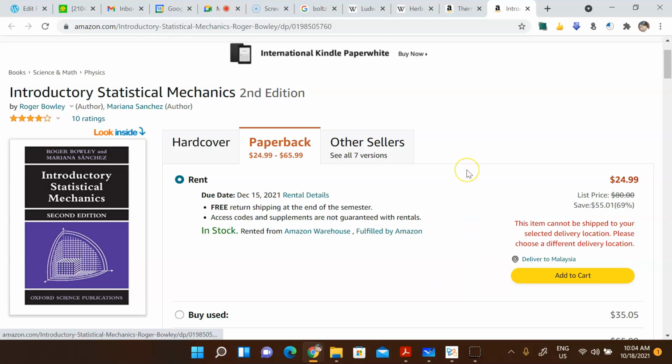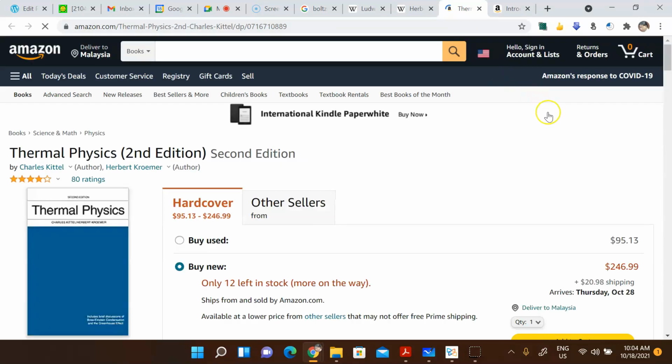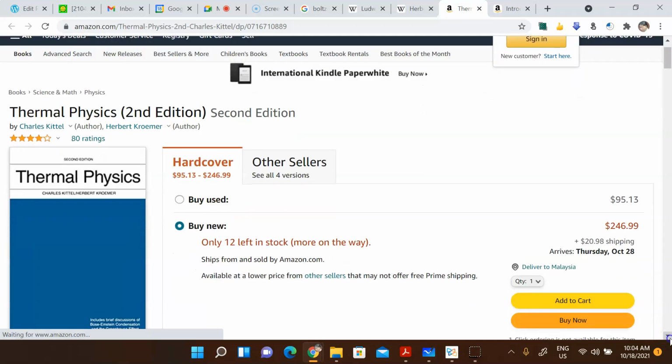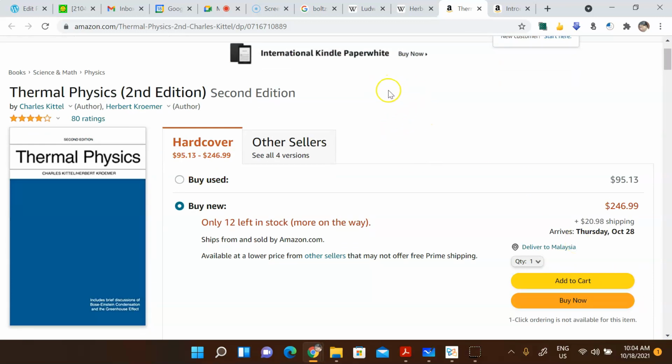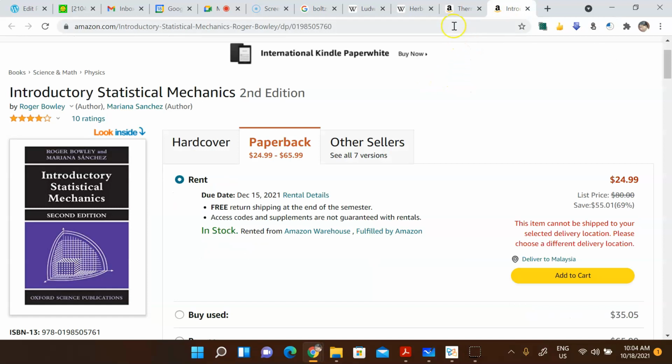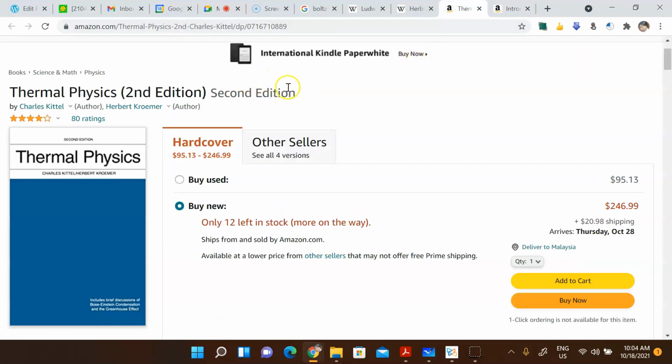The other book, which was also recommended by reviewers of this particular book, should be read together with this other book by Cromer and Kittel, which is on thermal physics. I will use this as an additional resource if there are things which are not really covered by Bowley and Sanchez, which is the book earlier. I will try to look it up in Kittel and Cromer.